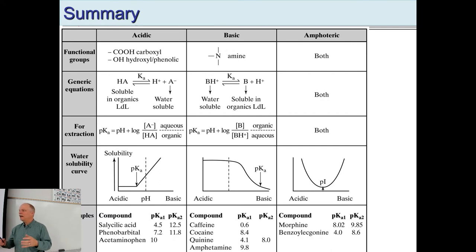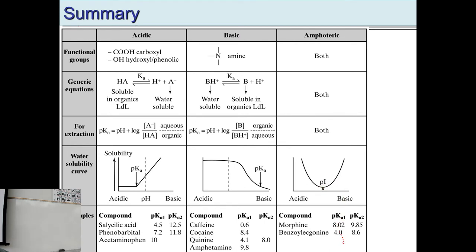So if you wanted that amino acid to go into the organic layer, you would put the pH right between the two, pKa1 and pKa2, and that's that pI. So that would be a dip. That's the minimum solubility. So this is the water solubility curve. It's soluble at really high base and soluble at acid, but in the middle, between those two, you would have the pI, and that would be the minimum solubility.